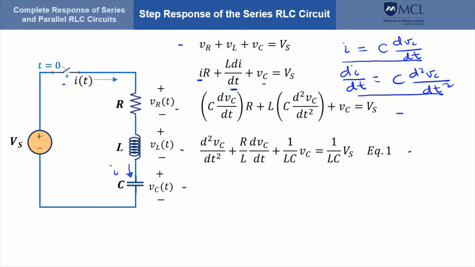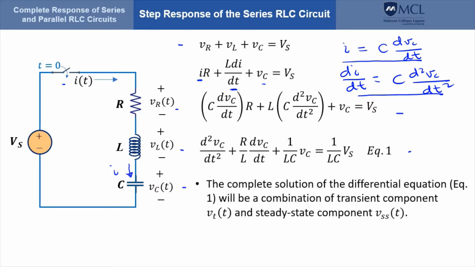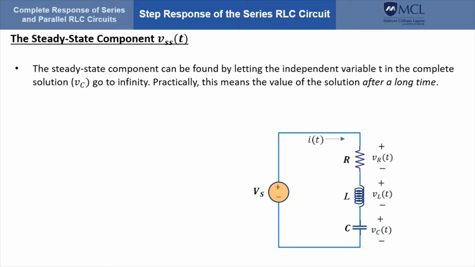Okay, now this is a second order differential equation, and the solution for the voltage across the capacitor, the complete solution, will contain two components called the transient component and the steady state component. So we can outright write the complete solution for V sub C as equal to its transient component plus its steady state component.